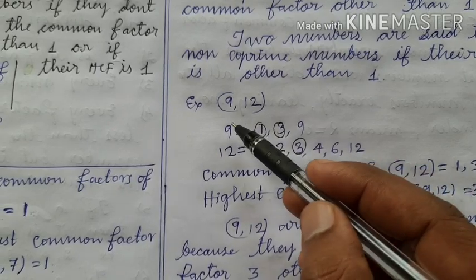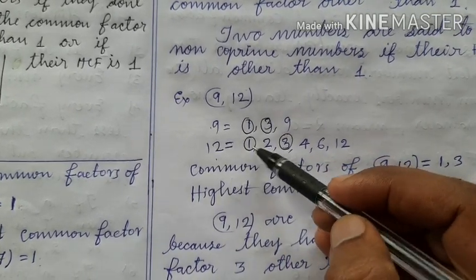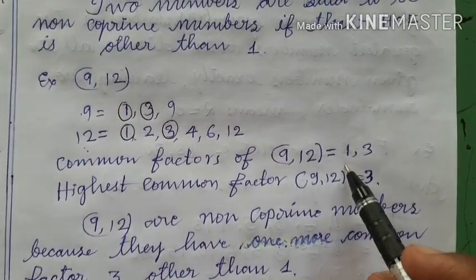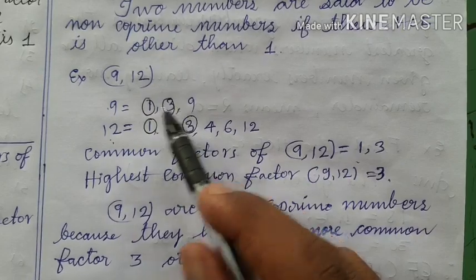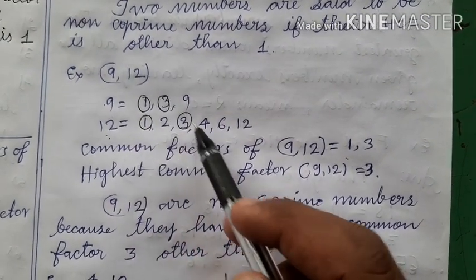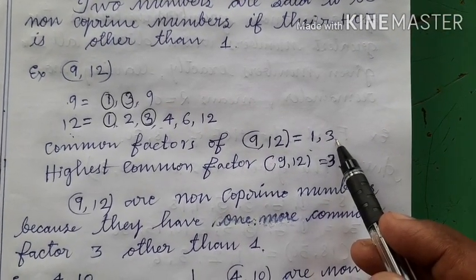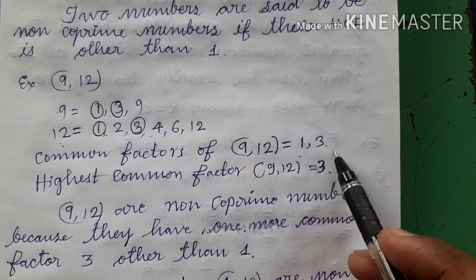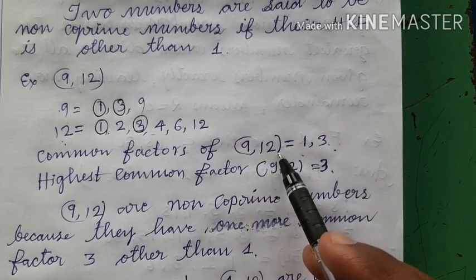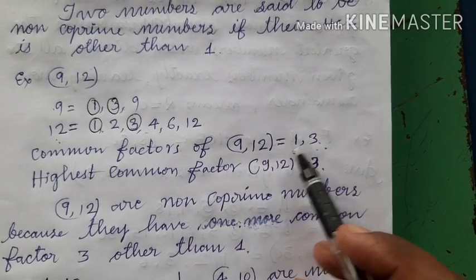The common factors of 9 and 12 are, see here, 1 is a factor of 9 also, 1 is a factor of 12 also. Therefore, 1 is the common factor of 9 and 12. Then 3 is a factor of 9 also, 3 is a factor of 12 also. That is why 3 is the common factor of 9 and 12. Now look at the common factors of 9 and 12. How many common factors are there? There are two common factors. What are those? 1 and 3.